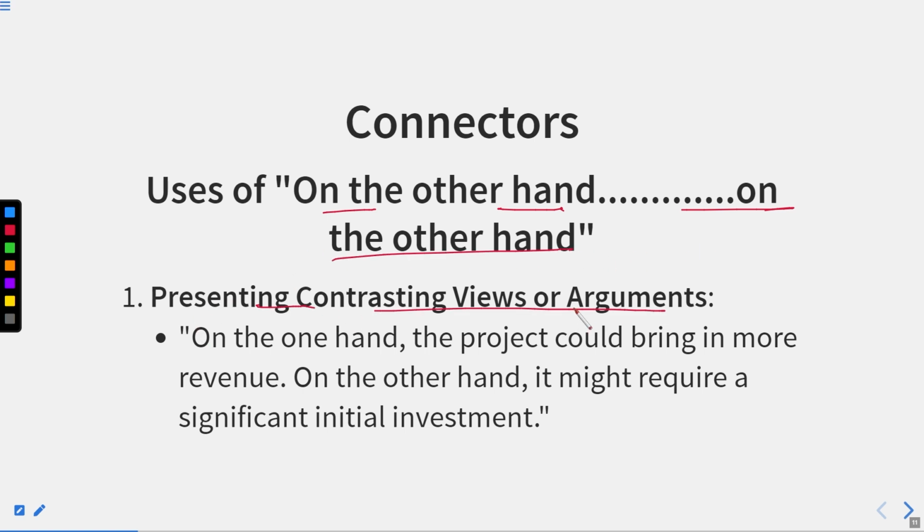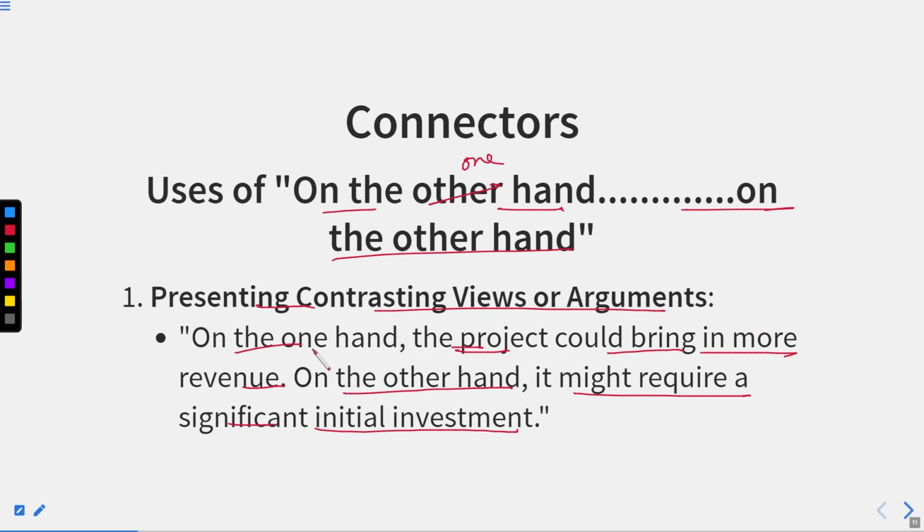Now, uses of "on the one hand" and "on the other hand." Presenting contrasting views or arguments. On the one hand, the project could bring in more revenue. On the other hand, it might require a significant initial investment. So on the one hand, the project could bring in more revenue, whereas on the other hand, it might require a significant initial investment.